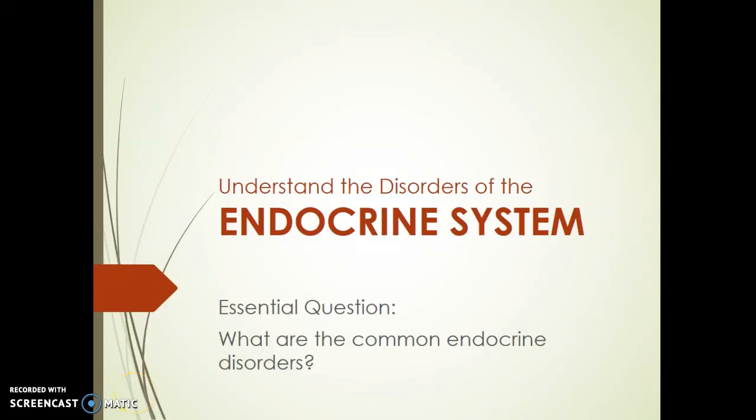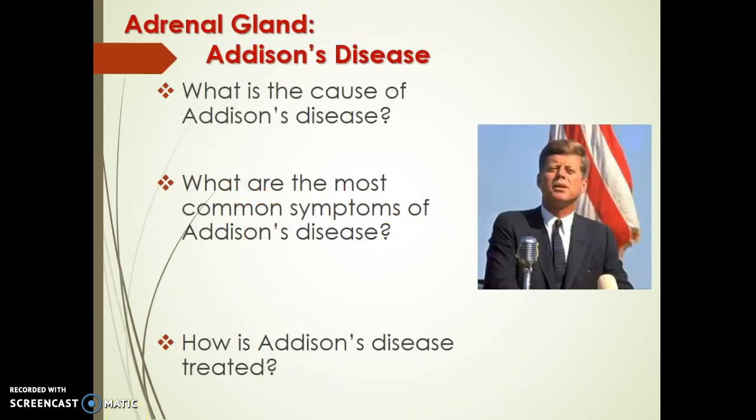All right, we're going to finish talking about the endocrine system by talking about some of the common disorders of the endocrine system. Our essential question is, what are the common disorders of the endocrine system? The first one we're going to concentrate on is the disease called Addison's disease.